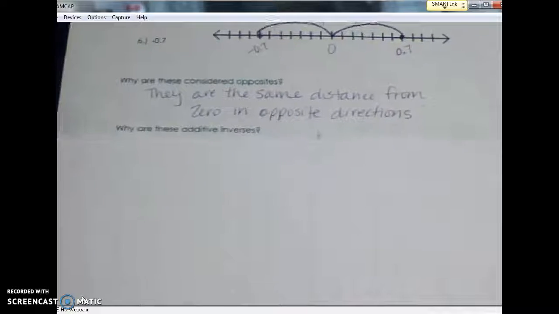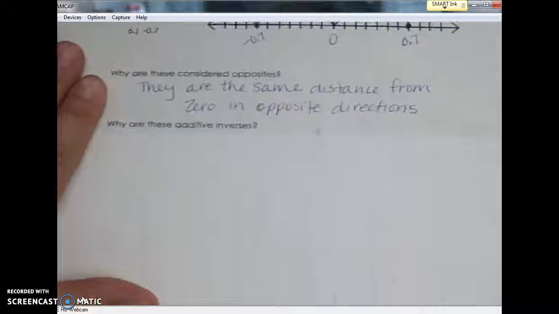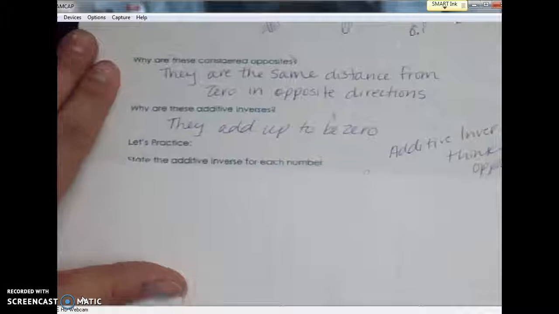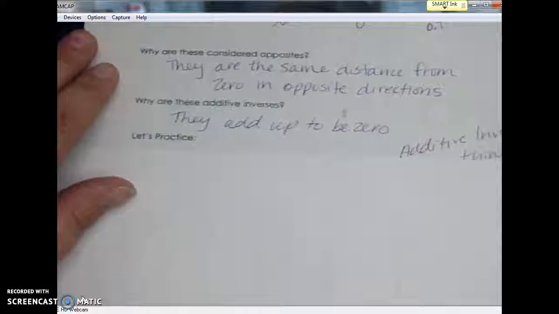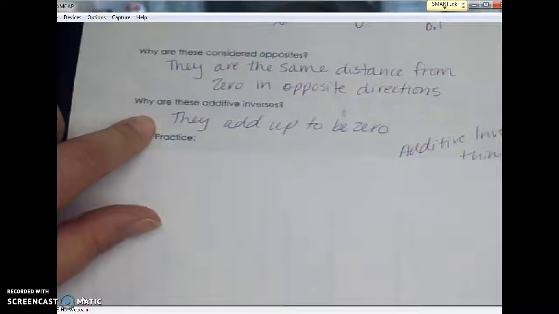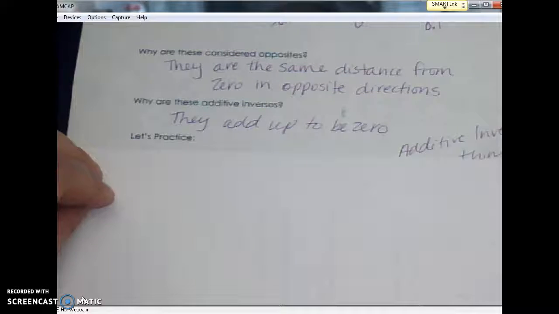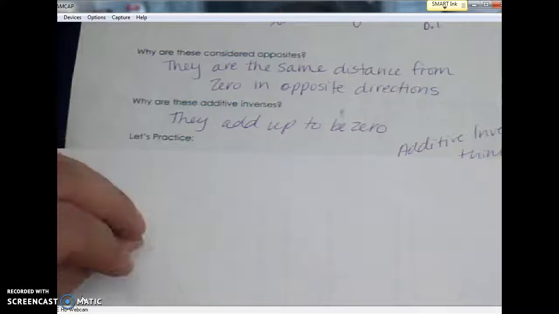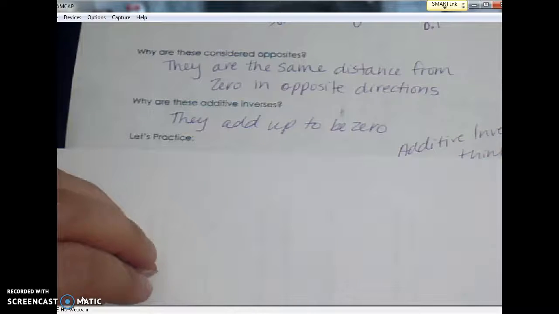So why would these be called additive inverses then? An opposite is considered an additive inverse, and that's because they add up to be 0. So when I add negative 3 and positive 3, that equals 0. If I have 3 and then I add a negative 3, that's 0.